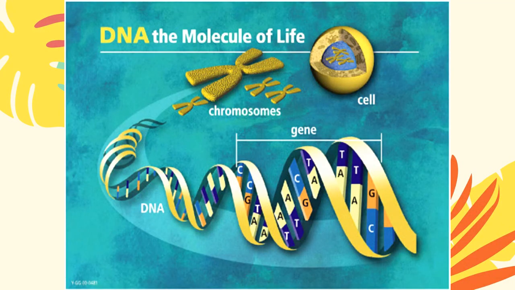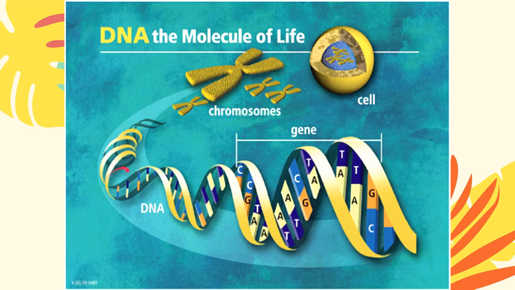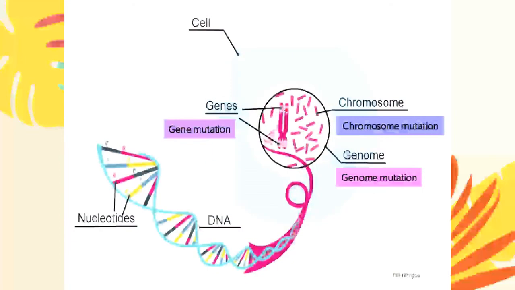Since we're talking about DNA, I just want to review that genes are segments of DNA that code for a trait. So this is a segment of the DNA. Your DNA is this double helix, double-stranded structure that can be coiled into chromosomes during cell division. They are found within the nucleus of every cell of your body. DNA is considered the molecule of life because it is what codes for proteins.